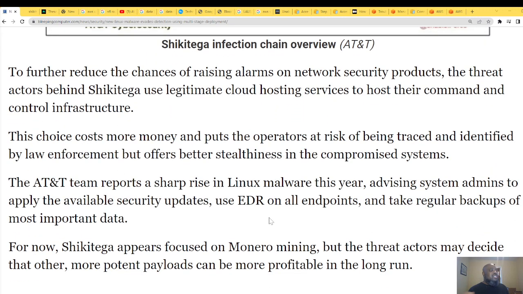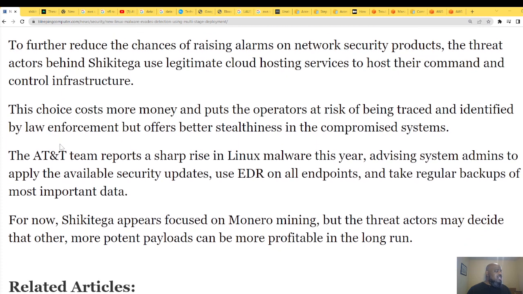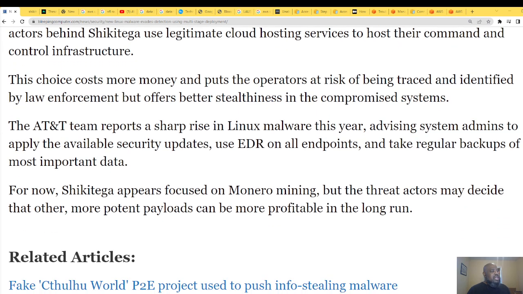To reduce the further chance of raising an alarm on the network security product, threat actors like Shikitega use legitimate cloud hosting services to host the command and control instructions. The choice costs more money, and the operators are at risk of being traced and identified by law enforcement, but it offers better stealthiness in the compromised system. Right? So if your system sees it's coming from Amazon, Azure, Google, or Rackspace, it's going to be less likely to think it's a virus or malware because it's coming from a legitimate cloud vendor.